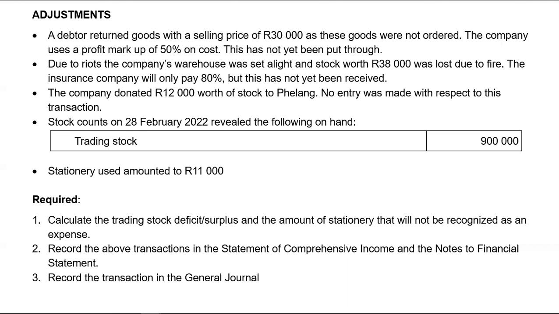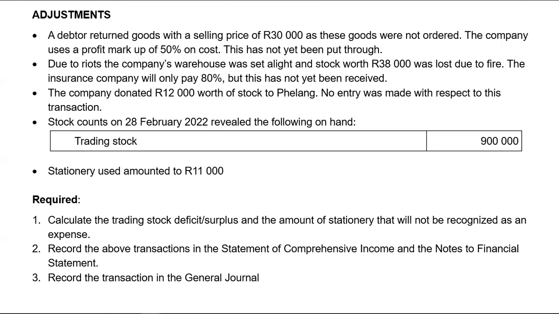Now, in this case, they say the insurance company will only pay us 80%, but this has not yet been received. And I gave you steps on how to deal with such a thing. So what are we going to do in this case? You will find 80% of 38,000, and 80% of 38,000 will give you 30,400. So that 30,400 is the amount we are going to receive from the insurer, because it has not yet been received.